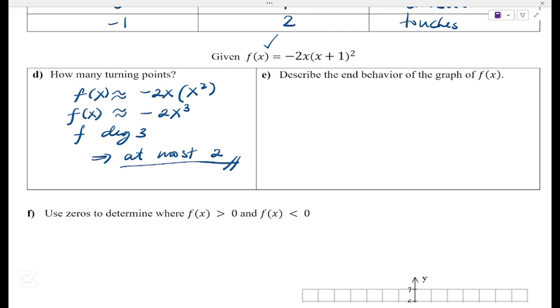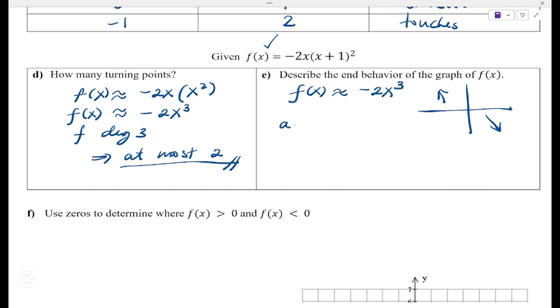Then let us describe the end behavior of the graph of the function. Since the leading term is negative 2x power 3, we can check that the degree here is odd and the leading coefficient is negative. When the degree is odd and the leading coefficient is negative, the end behavior looks like this.